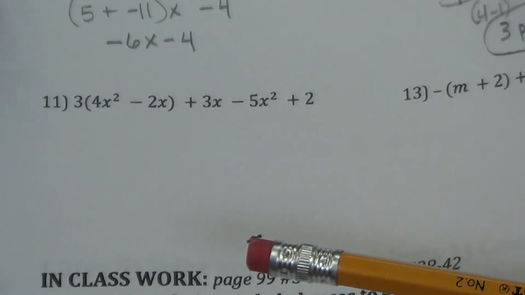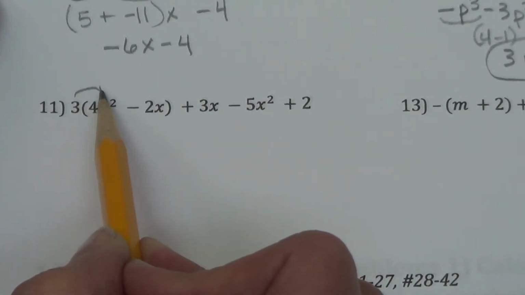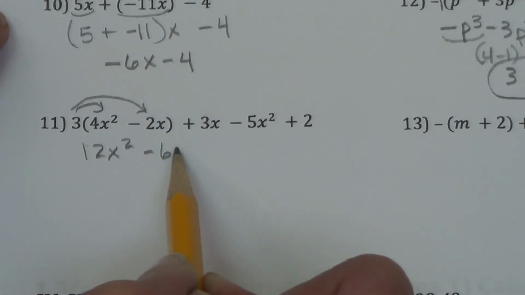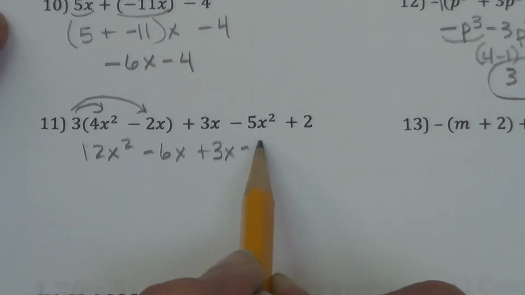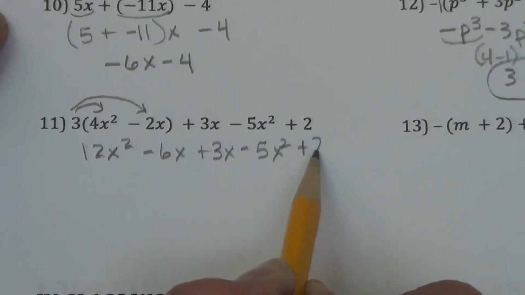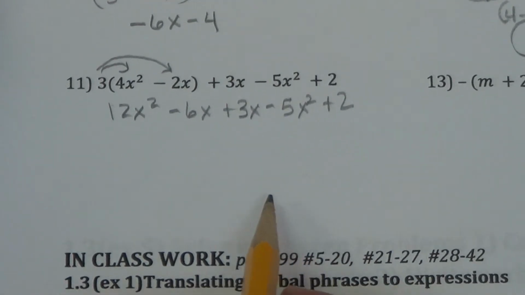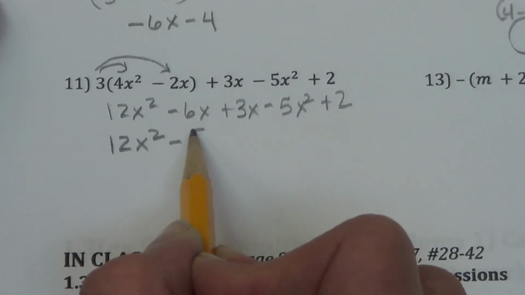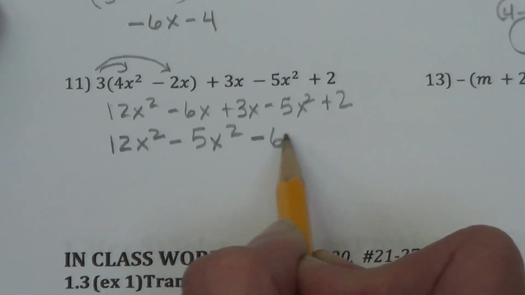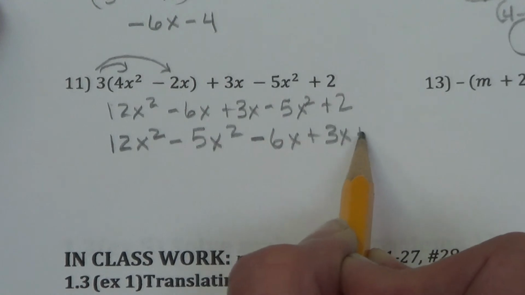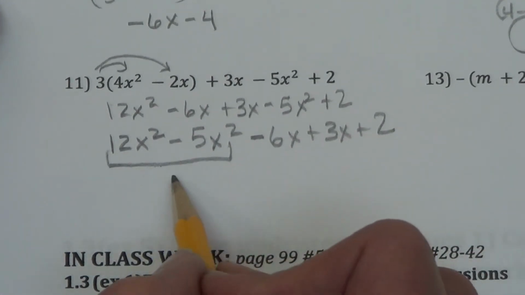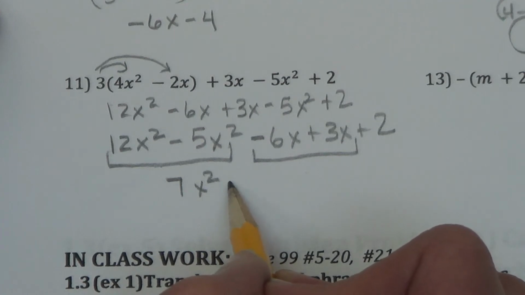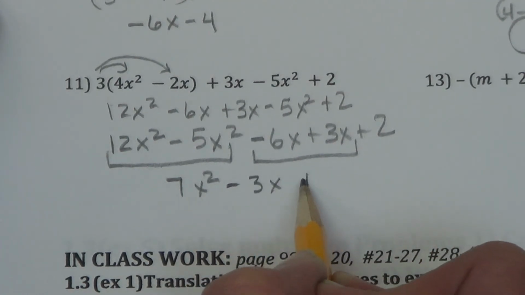Next problem. We need to distribute that 3 before we can do anything else. So we have 12x squared minus 6x plus 3x minus 5x squared plus 2. What I'd like to see oftentimes in this kind of problem is use the commutative property, rewrite it with your like terms close together. So we have 12x squared minus 5x squared minus 6x plus 3x plus 2. These are like terms. 12 minus 5 is 7x squared. These are like terms. Negative 6x and positive 3 is a negative 3x plus 2.